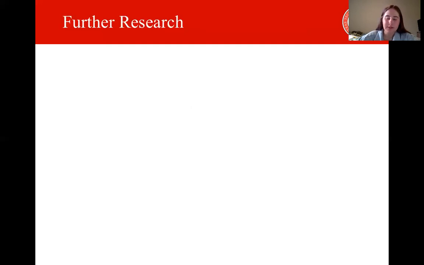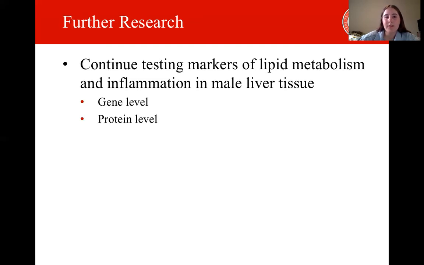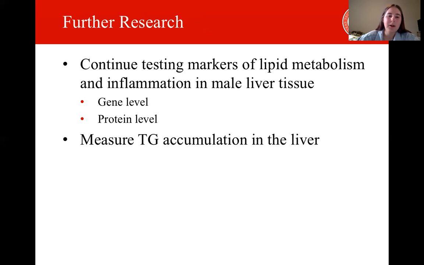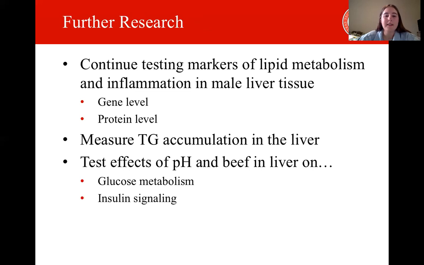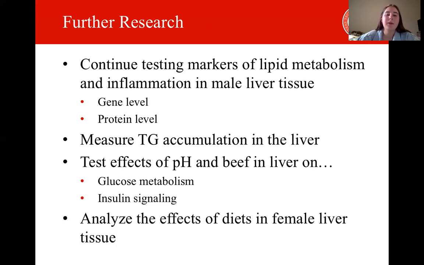We will continue to conduct research to begin to understand more about pH and beef. We will continue to test markers of lipid metabolism and inflammation in male liver tissue at both the gene level and the protein level. We will also continue to measure triglyceride accumulation in the liver using histology slides. Further, we will continue to test the effects of pH in beef in the liver on glucose metabolism and insulin signaling. And lastly, we will analyze the effects of these diets in female liver tissue as well.